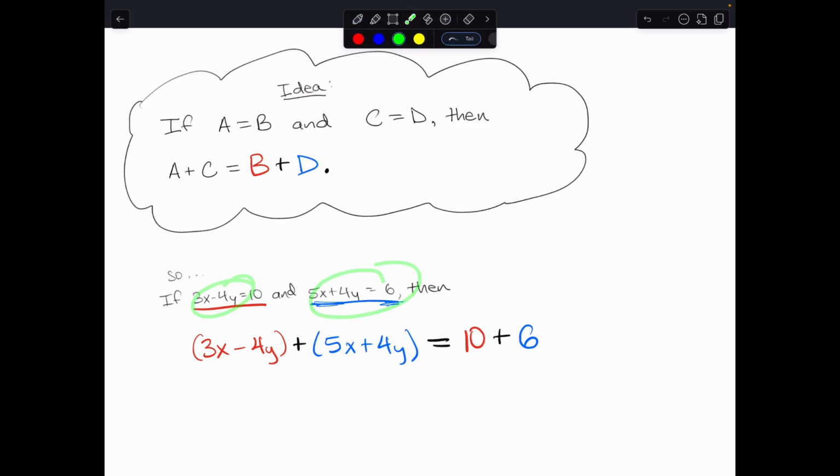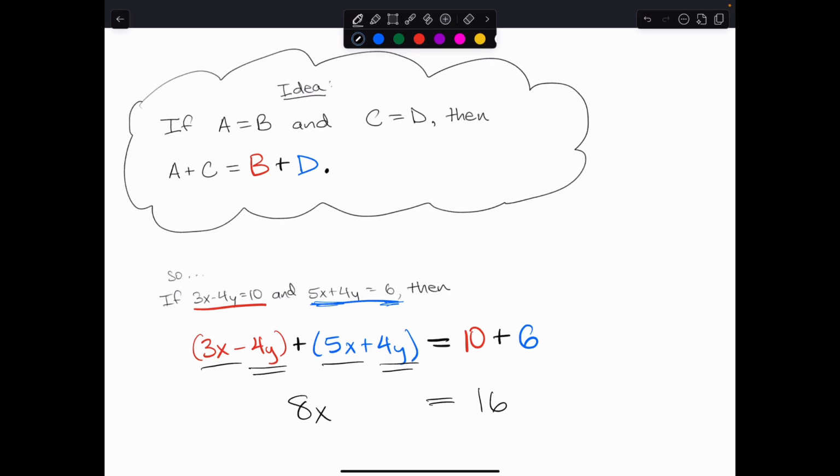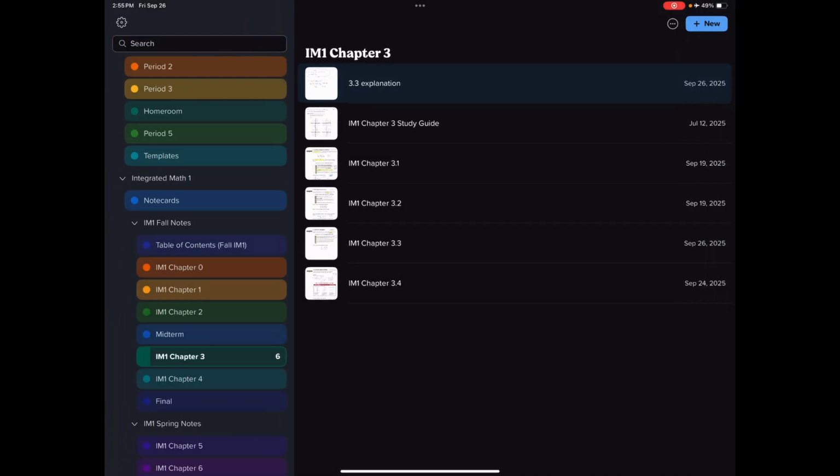And then from there, what makes the elimination method work is the fact that when we combine our like terms, those y terms are opposites. They're going to cancel out, and we'll be left with, we'll combine our like terms, we'll get 8x, and then these cancel. 8x equals 16, and then we can solve for x. Again, we're going to write this down in a different way in your notes. So let's go back to your notes.